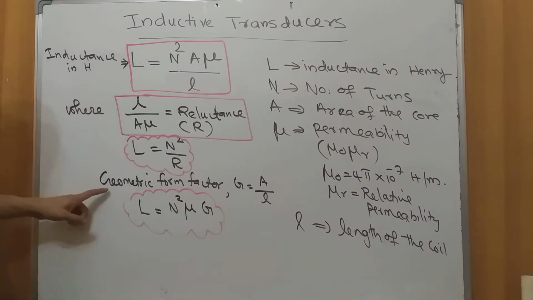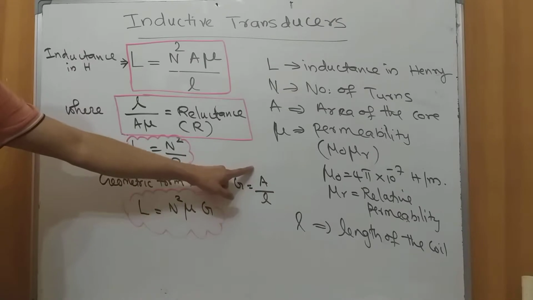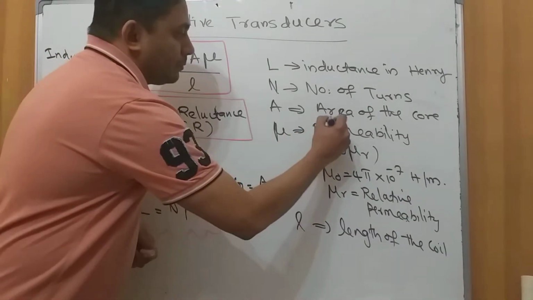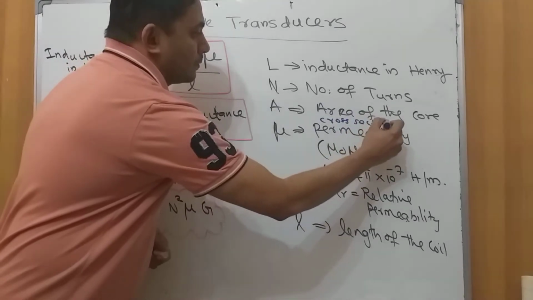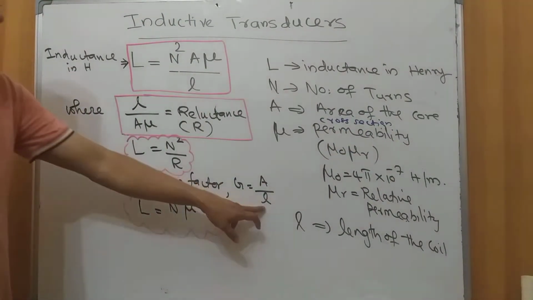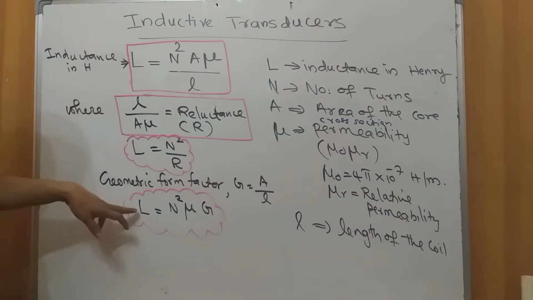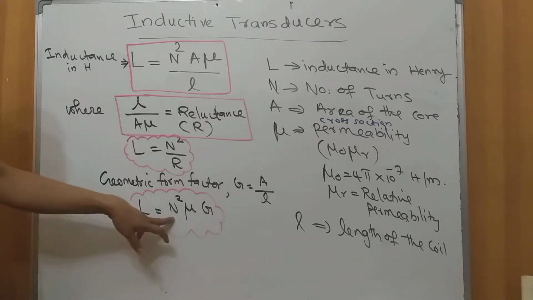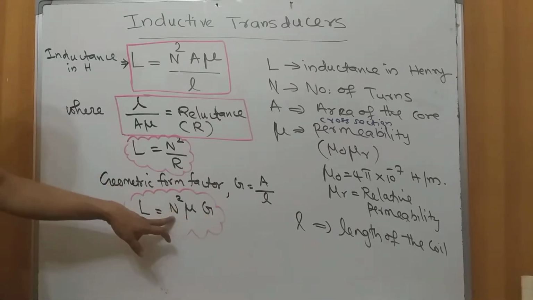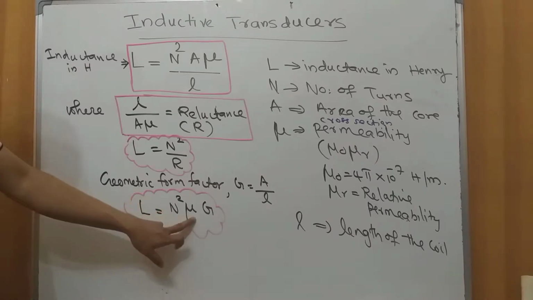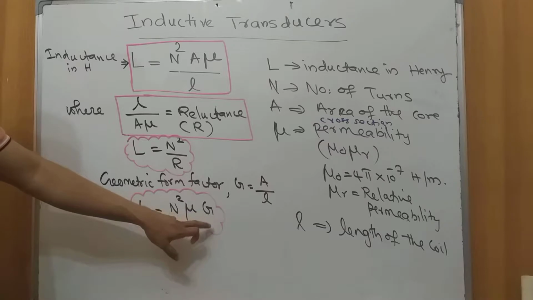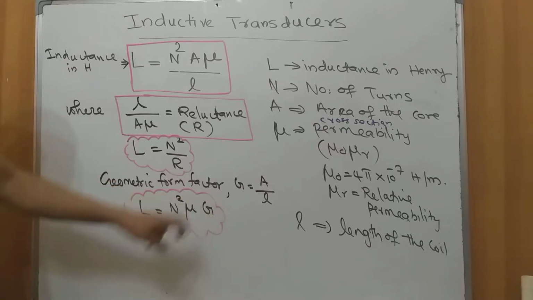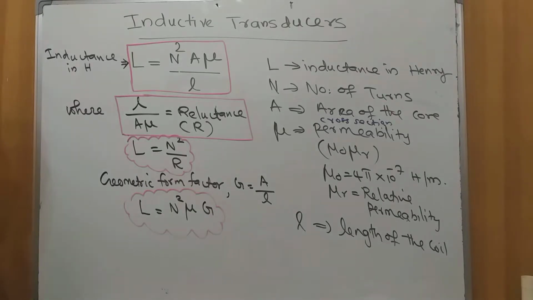And further, if you look at the geometric form factor, which is the connection between the area of cross section and length, G is equal to A divided by l. If you substitute, we get another convenient relation, L equal N square mu into G, where N is the number of turns as we said already, mu is the permeability of the magnetic material that we use, and G is the geometric form factor. So these are the basic relations here.